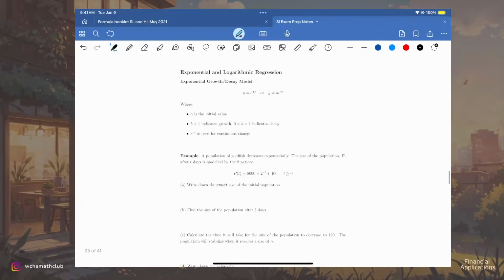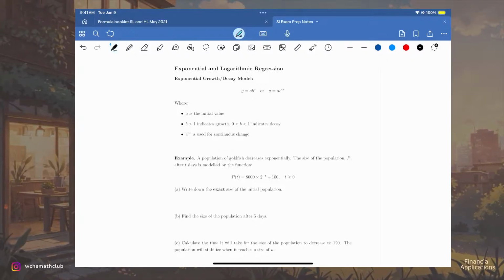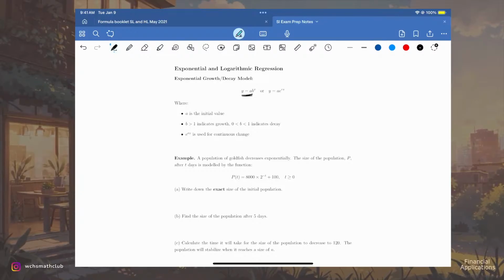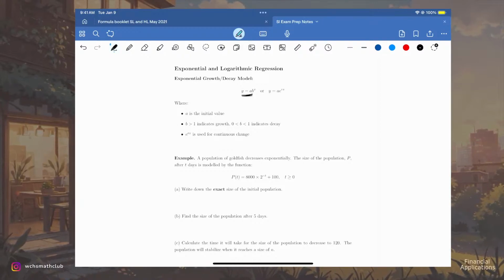Okay, so we'll be moving on to exponential and logarithmic regression questions. The classic model for exponential growth or decay is just y equals a times b to the power of x, or in some cases y equals a times e to the power of rx. That's only for continuous change though, and in this case for this model, which will be your more common model, a will be your initial value, and if b is over 1, it'll indicate growth, but if it's less than 1, it'll indicate decay, and obviously this b value can't be less than 0.